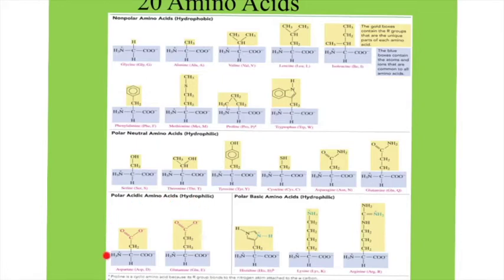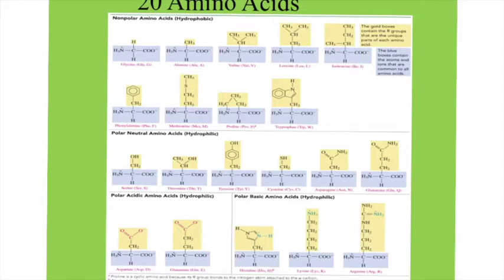Okay, and these are polar acidic amino acids, so you have that carboxylate group, or that carboxylic acid functional group at the end of the chain. Okay, so these are polar acidic amino acids. They can donate their proton in solution. It's not shown here at the end.